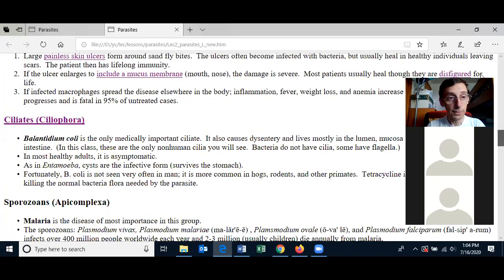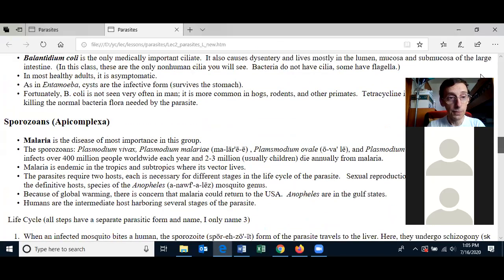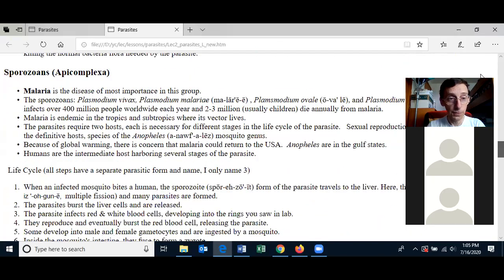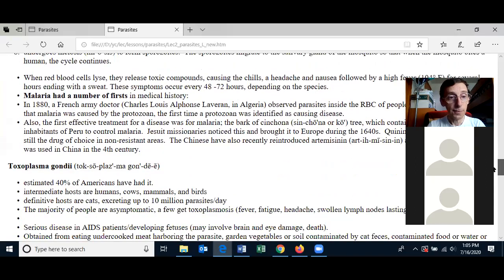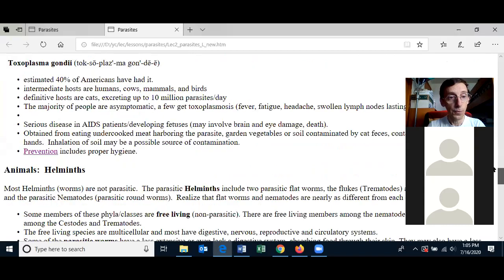and it also included the ciliates, of which there was only one, Balantidium coli, and it included the sporozoans, which include the most important parasitic protozoan in the world, and that's malaria, or the Plasmodium species that cause malaria, and Toxoplasma gondii. Okay, any questions about any of that?